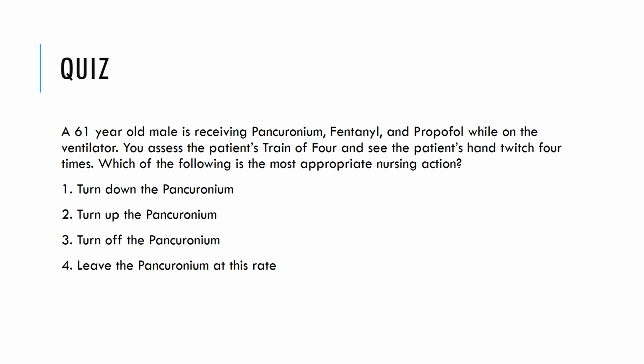The correct answer is 2, turn up the pancuronium. So remember, just like fentanyl and propofol, neuromuscular blockers should be titrated according to the patient's response. So remember, the purpose of pancuronium is to paralyze our patient. We want them to be appropriately paralyzed by showing us 2 twitches in response to receiving 4 impulses from the train of 4. However, this patient has just twitched in response to all of the impulses 4 times. So he is not paralyzed enough, and therefore our drug is not doing enough of its job, and we need to titrate the pancuronium up according to the protocol.